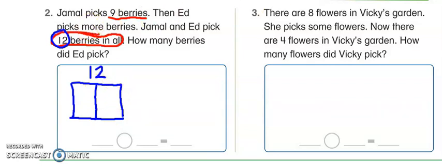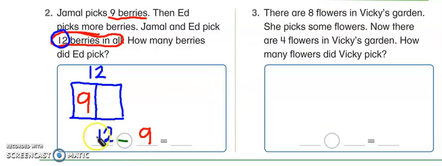So I know that Jamal picked 9 berries. This is Jamal. But I don't know how many berries Ed picked. So let's try to remember that when we know the whole and when we know one part, that's subtraction. I know the entire amount of berries that they picked. And I also know one part, which is 9. That's how many Jamal picked. Since I know the whole and I know one part, that is subtraction.